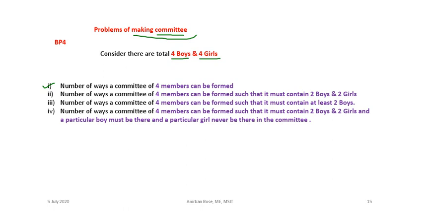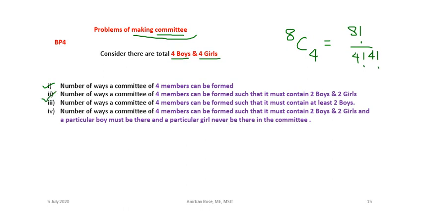So there are total 8 members, and from that 8 members, how many ways we can select 4 members? That is 8C4. So this will be the answer. Simply 8 factorial by 4 factorial into 4 factorial. Clear? Now coming to the next problem.